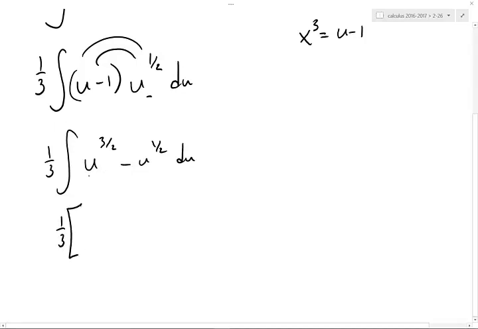What is the antiderivative of this guy? U to the 5 halves times 2/5. Divide by 5 halves, which is the same as multiplying by 2/5. Listen. Watch. You add 1 to the exponent, so that's 5 halves, and you divide by 5 halves. But when you divide by 5 halves, you invert and multiply. Just be careful. Oldest mistake in the book. Now, minus. Is that true?